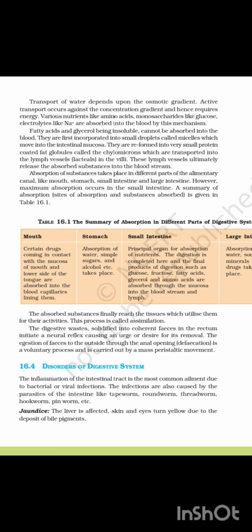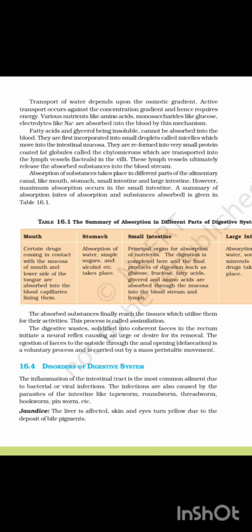Absorption of substances takes place in different parts of the alimentary canal like mouth, stomach, small intestine and large intestine. However, maximum absorption occurs in the small intestine. A summary of absorption, site of absorption and substance absorbed is given in table 16.1. The absorbed substances finally reach the tissues which utilize them for their activity. The process is called assimilation.